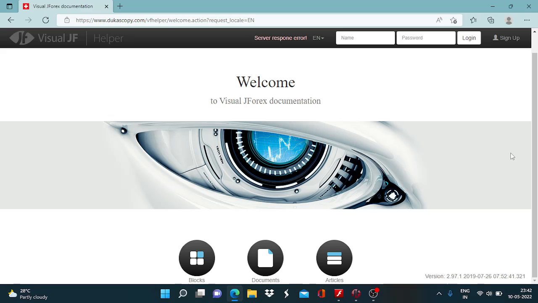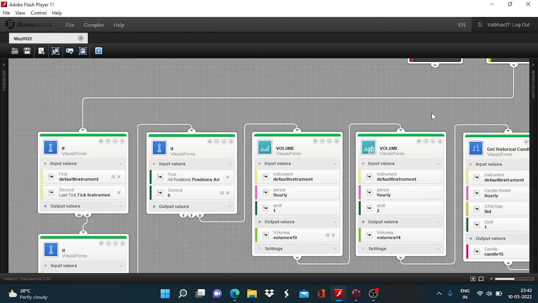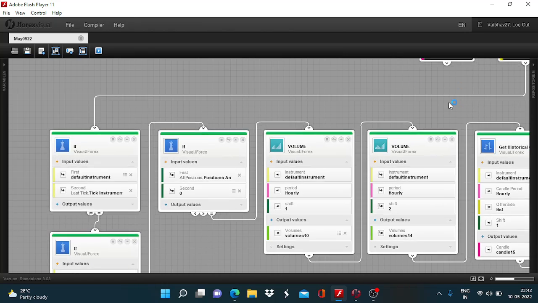I am Vaibhav. I welcome all of you to today's session of Visual JForex, in which we will continue our work using the volume indicator. We will see how we can implement the algorithmic system on the Visual JForex platform using this indicator to look for the optimum trade entries and exits. So let us now head to the Visual JForex board, which has been developed by Dukascopy Bank SA.